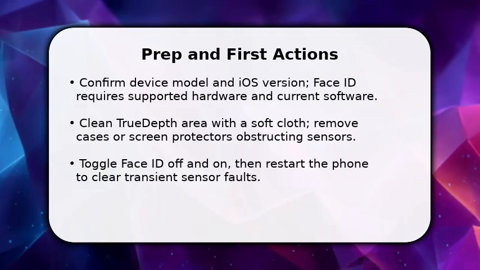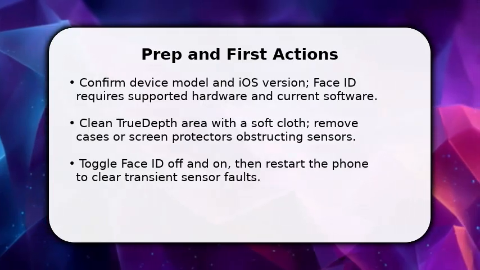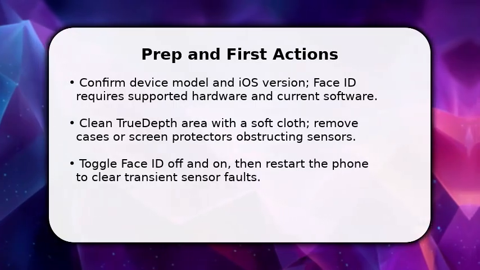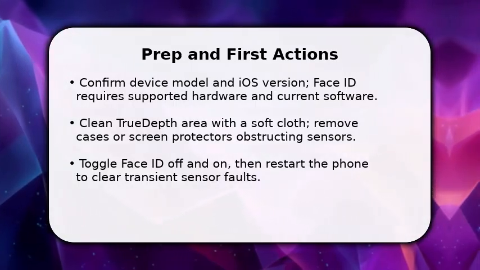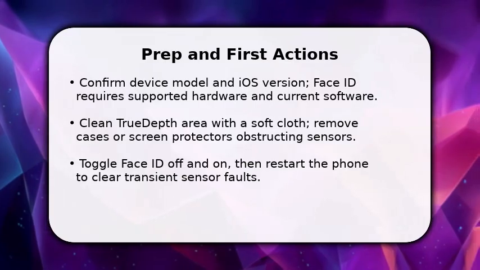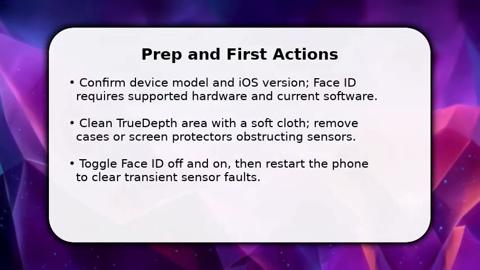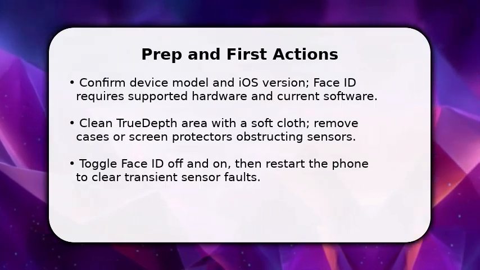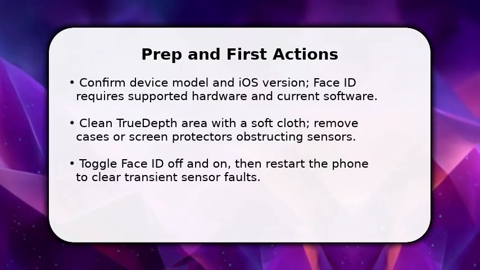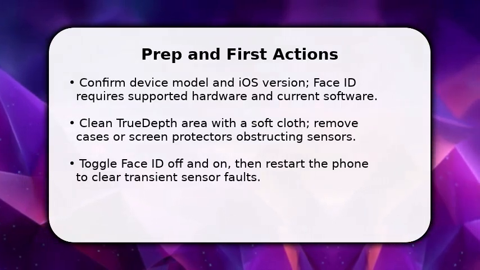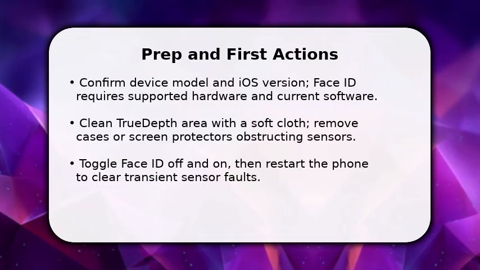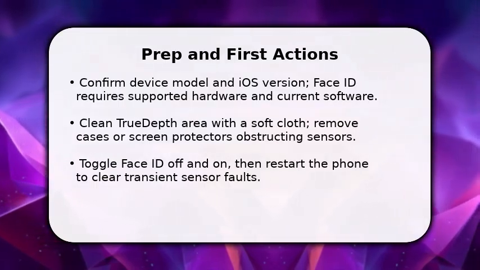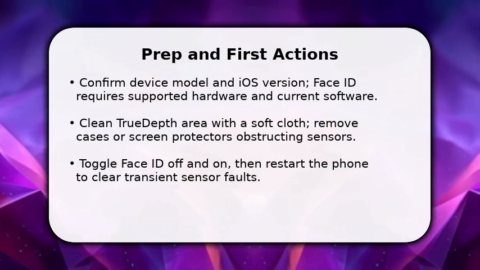You begin by confirming your device supports Face ID and runs the latest iOS. This rules out compatibility and software bugs. Next, you clean the TrueDepth camera and remove any case or film that might block infrared sensors, because even small glare stops recognition. Once done, toggle Face ID off in settings, restart the phone to clear temporary errors, and re-enable Face ID. These steps fix most simple failures quickly and prepare you for deeper troubleshooting if needed.